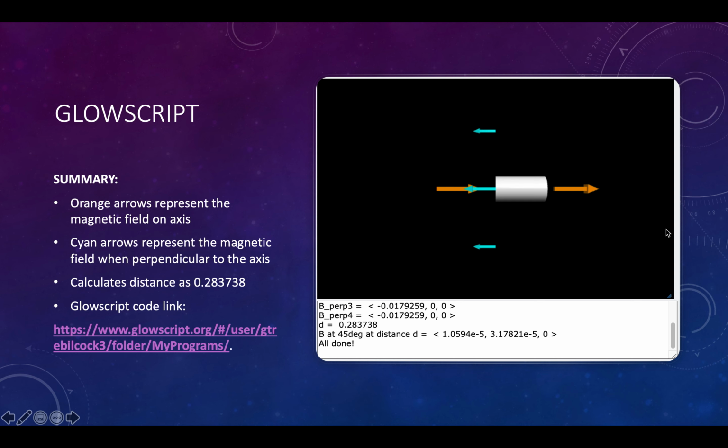So this is an image of my GlowScript model. The orange arrows represent the magnetic field on axis. The blue arrows represent the magnetic field when perpendicular to the axis. It calculated distance as 0.283738, which was close to what my hand calculated values gave me. And as you can see, the magnetic field at a 45 degree at distance d came out to be 1.0594 times 10 to the negative 5th in the x direction and 3.178 times 10 to the negative 5th in the y direction. And there is a link to my GlowScript code.